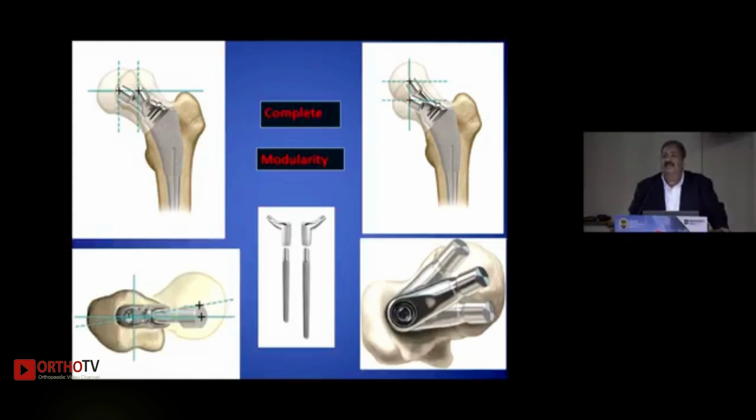Today we have systems which give us this option, and I implore all of you to understand this aspect and use your implants accordingly.